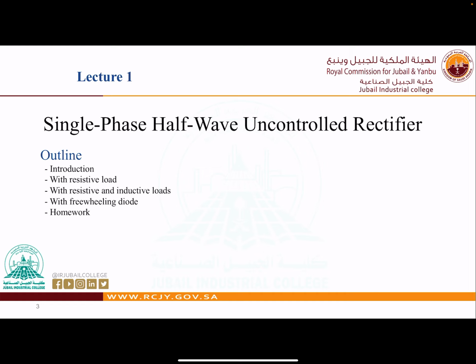We will draw together. After that, we will see the same rectifier with an RL load, resistive and inductive load. And we will see some problems the half wave rectifier faces with the inductive load. Then we are going to fix this problem with the freewheeling diode. At the end of this lecture you will see a homework. You can do it at home, and if you have any questions regarding the homework or the lecture, I will answer you in the discussion sessions.